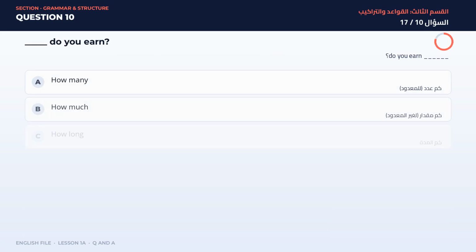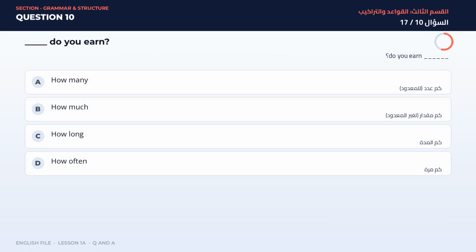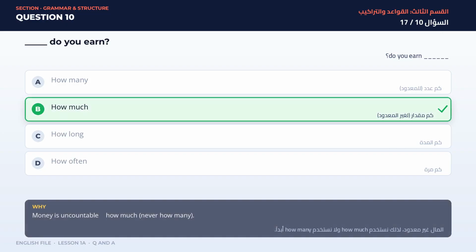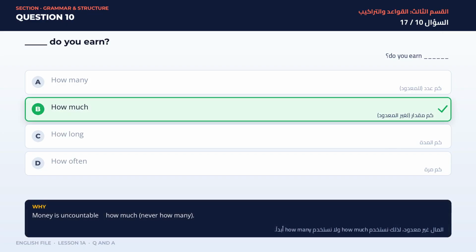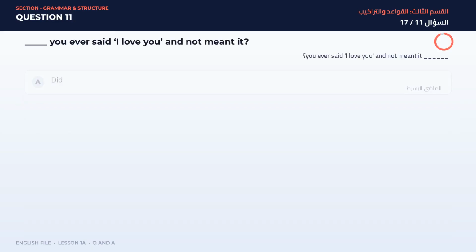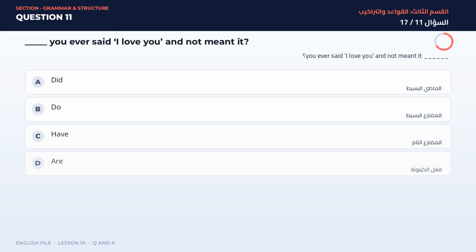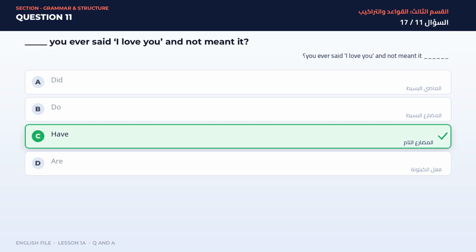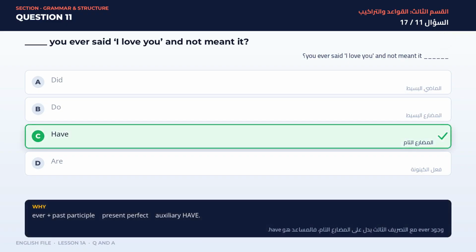Section 3. Grammar and structure. Question 10. Blank do you earn? B. How much? Money is uncountable, so never how many. Question 11. Blank, you ever said, I love you and not meant it? C. Have, ever plus a past participle means present perfect.